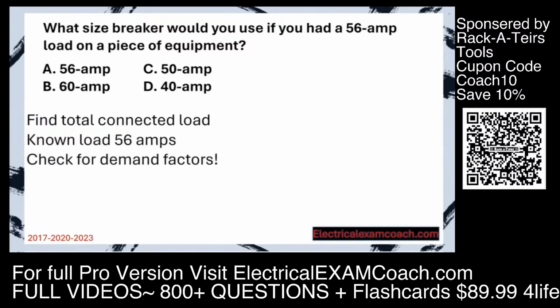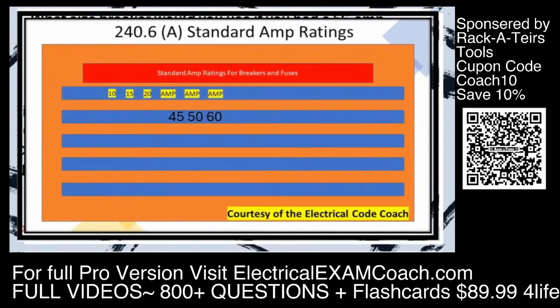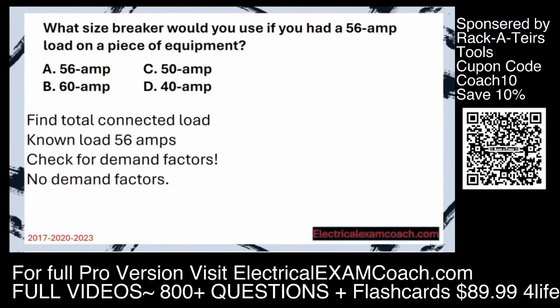In this case, it doesn't mention that it's a continuous load or it's running for any specific amount of time. It also doesn't call out a specific type of equipment, like a motor or air conditioner compressor, that might lead us to other sections of the code. Therefore, there are no demand factors. We head over to table 240.6(A) and we select the next size up. In this case, we have a 56 amp load, which would lead us to select a 60 amp overcurrent device.